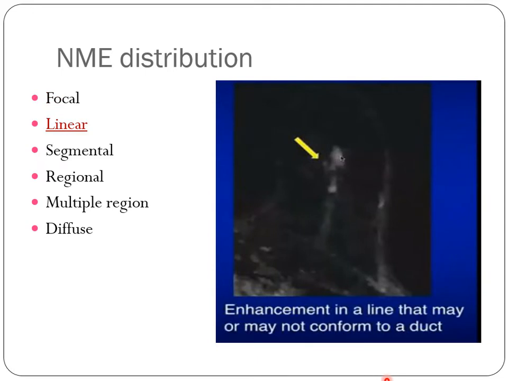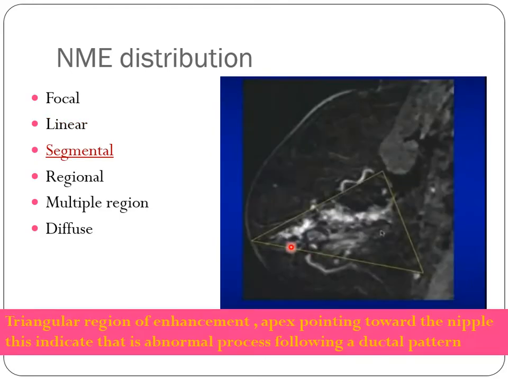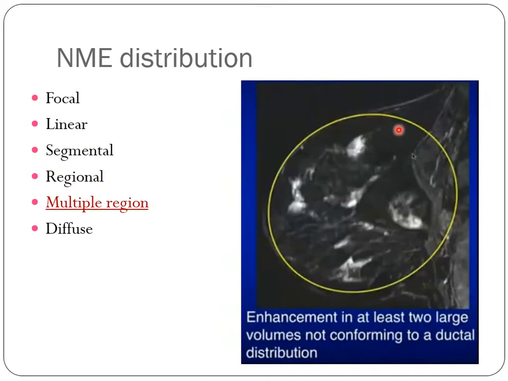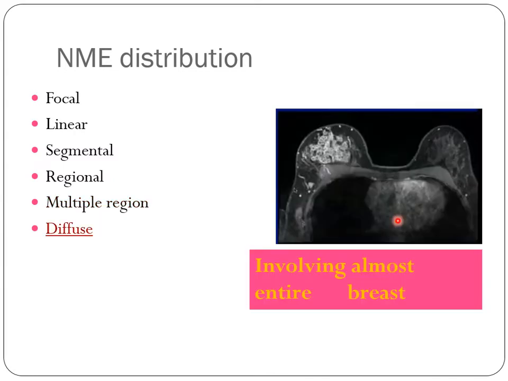It may be linear, which means it takes the area in a linear shape, or maybe segmental, as shown here, taking the area of a lobular pattern with the apex directed to the nipple. It may be regional, as shown here, or multiple regions, or diffuse.